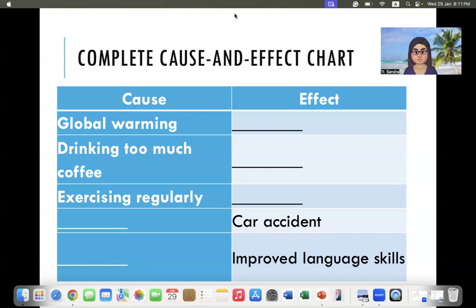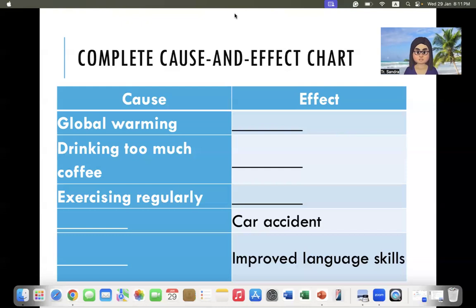What about Sue and Diriling? So what about your idea? What are the effects of drinking too much coffee? Yes, we think it can increase our heart rate and blood pressure, and my partner thinks it can cause sleep deprivation. Okay, sleep deprivation. Thank you. Yes, you are right. It could be trouble sleeping, increased heart rate and nervousness, and sleep deprivation also.